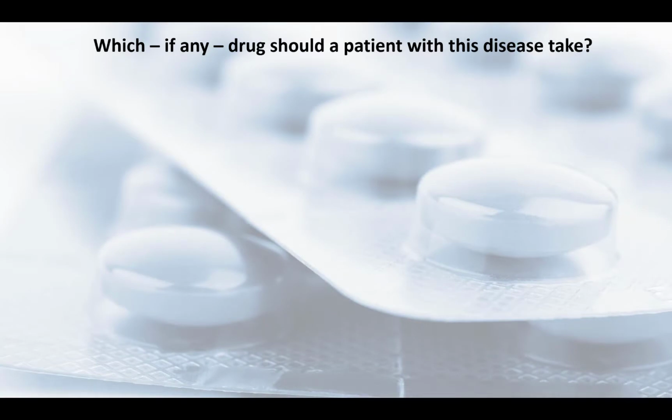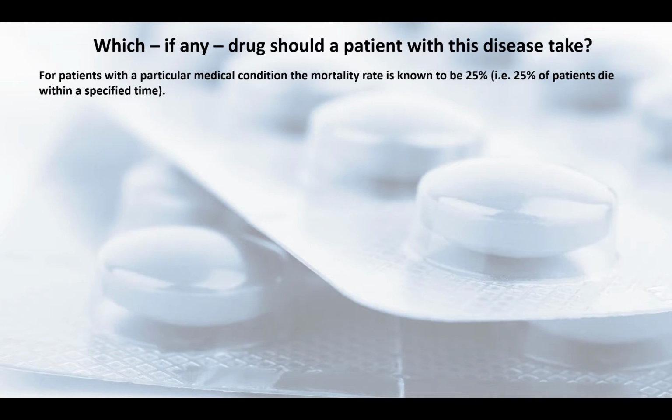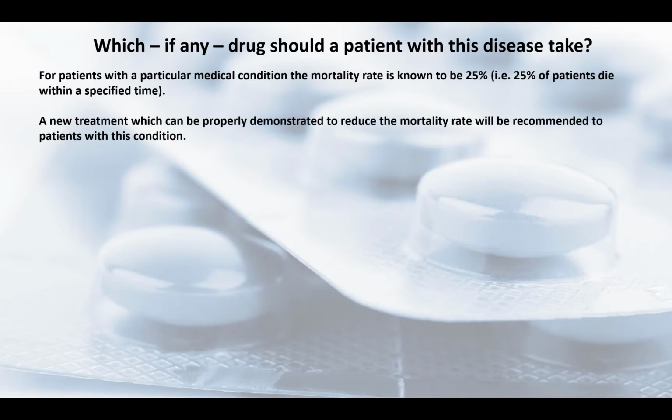This is an interesting question posed by a medical colleague about risk that requires the kind of critical decision-making typical in medical studies. For patients with a particular medical condition, the mortality rate is known to be 25%. That's the so-called control rate. So 25% of patients die within some specified time, say, for example, within 2 years of being diagnosed with the disease. A new treatment which can be properly demonstrated to reduce the mortality rate, i.e. that 25% rate, will be recommended to patients with this condition.